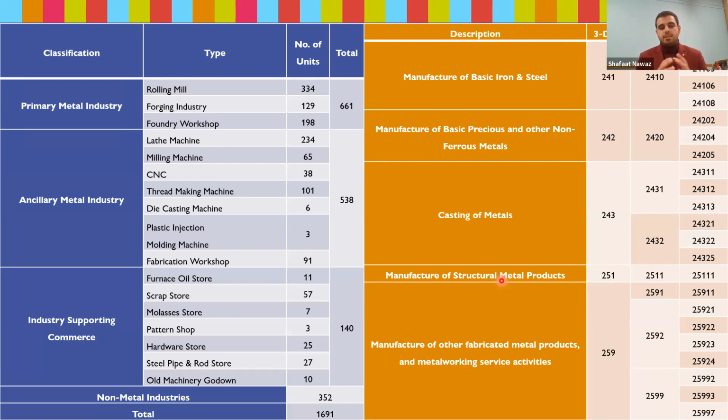And then we saw that there is industry supporting commerce developed in the area because most of these primary metal industries do not have their own store for the availability of raw materials and everything. So they avoid that storage capacity cost by taking benefit of this industry supporting commerce in the area. But the stores that support this industry are so specific to the industrial uses that they become a part of the industrial activity.